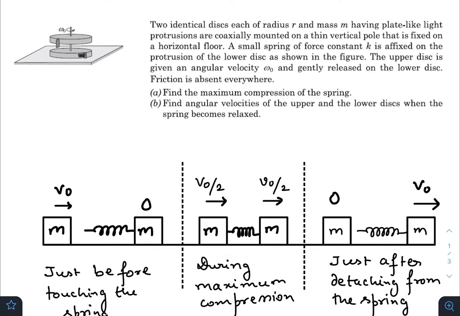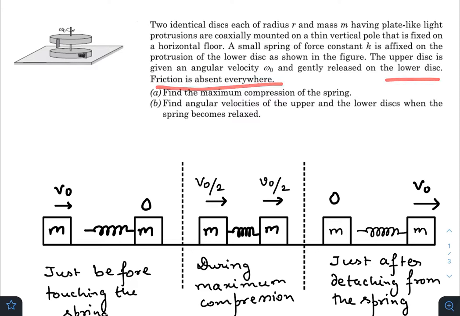And in today's question, we have two identical disks, each of radius r and mass m, having plate-like light protrusions. Basically there are two extensions of each disk. A small spring of force constant k is fixed on the protrusion of the lower disk, as shown in the figure. The upper disc is given an angular velocity omega naught and gently released on the lower disc.